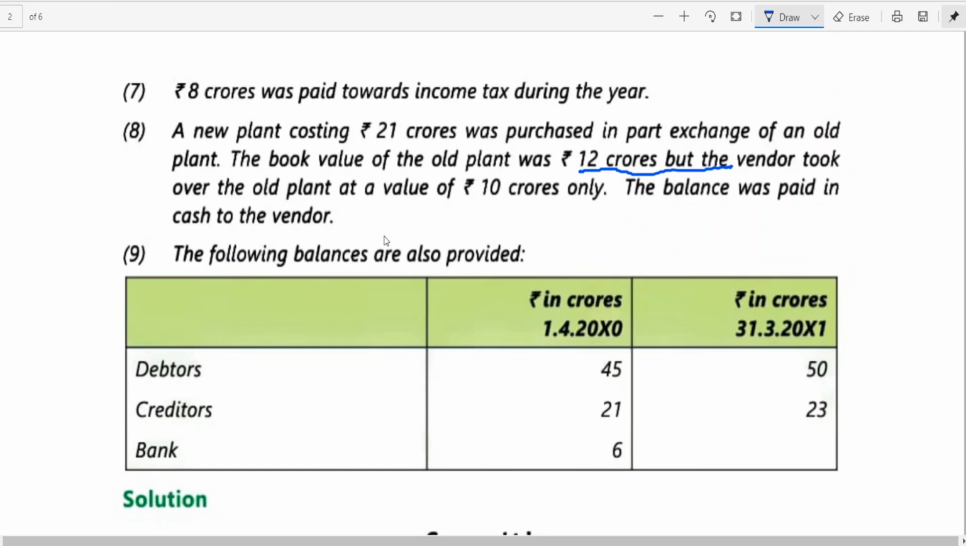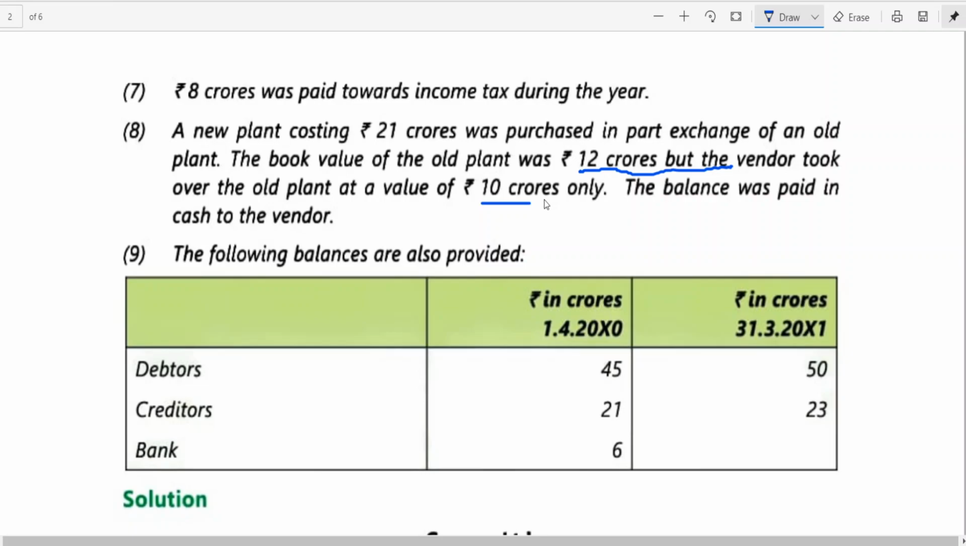But the vendor took over the old plant at a value of 10 crores. That means 12 crores worth of plant in exchange, like we exchange things for domestic use. Sometimes if a gas stove has become outdated, or we keep having repairs, or a mixie, grinder, whatever it may be, or a cooler, or an old two-wheeler or four-wheeler. If you are going for exchange, definitely you will have the price according to your calculation of depreciation.